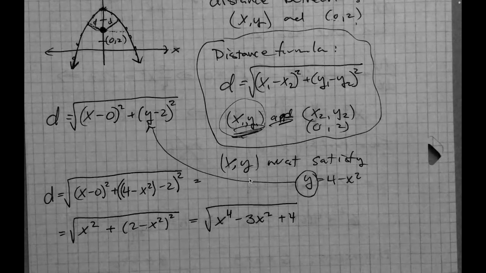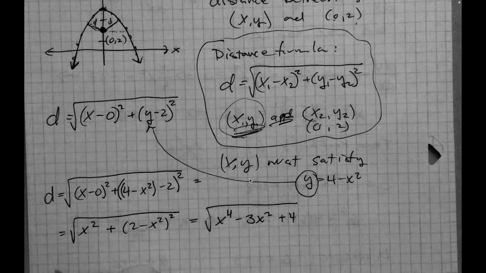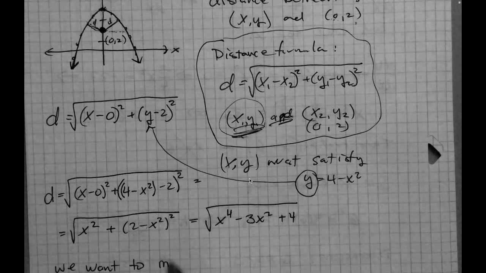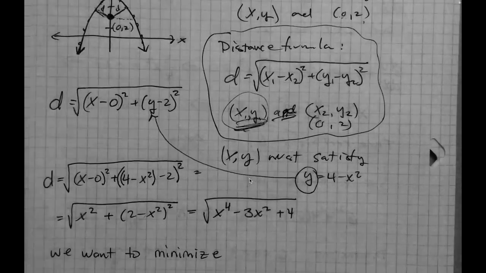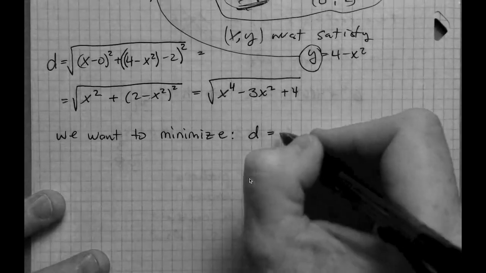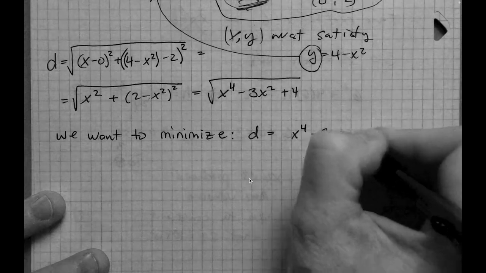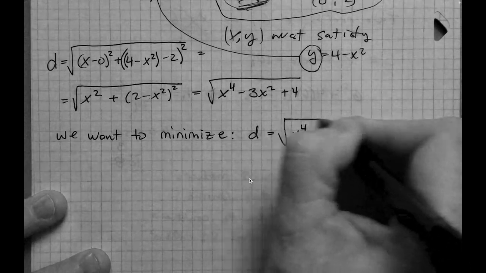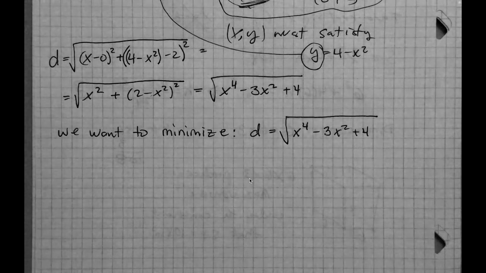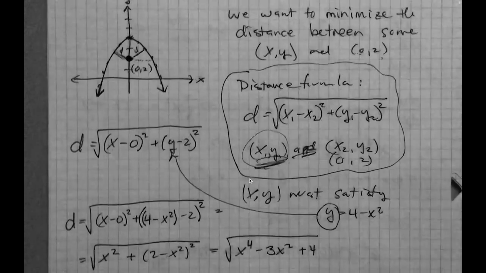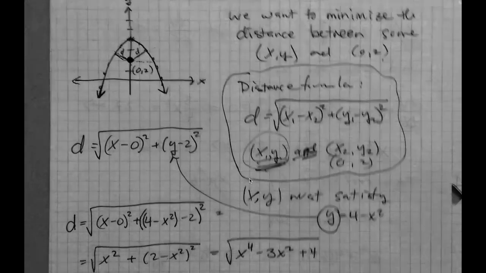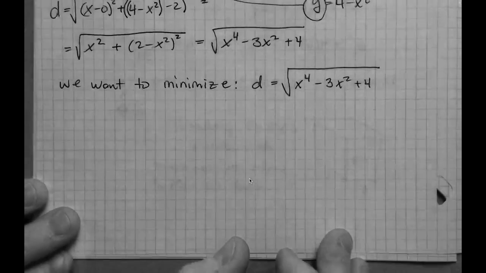Okay, so what we want to minimize is D equals x to the 4th minus 3x squared plus 4. That's what we want to minimize. And in doing that, we will implicitly be finding the x value that produces a minimum distance between 0, 2 and this graph of y equals 4 minus x squared.